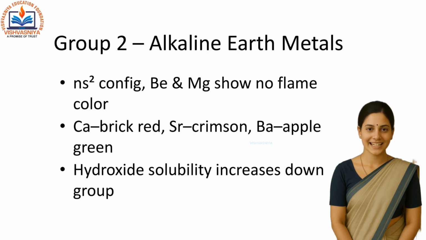Group 2, alkaline earth metals. Elements: Be, Mg, Ca, Sr, Ba, Ra. Configuration: ns^2. Be and Mg show no flame color. Flame test: Ca brick red, Sr crimson, Ba apple green. Hydroxide solubility increases down the group. Carbonates are less soluble than those of group 1.